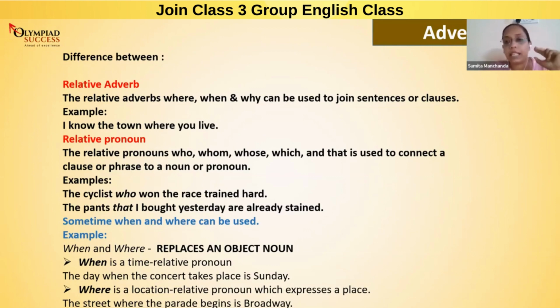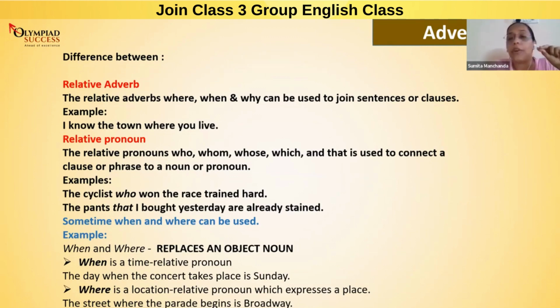Over there, see, there is a sentence: I know the town where you live. Now, where is used in the middle of the sentence to join them. If I say, I know the town you live, this won't sound very good. This won't sound very correct. So I have to use the word where over there to make the sentence a bit more meaningful.